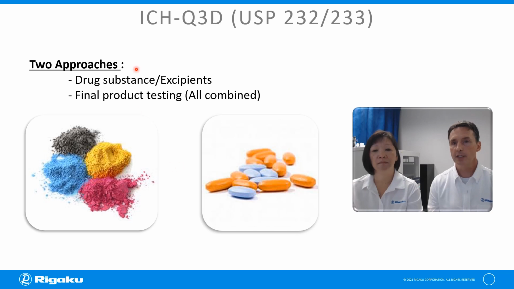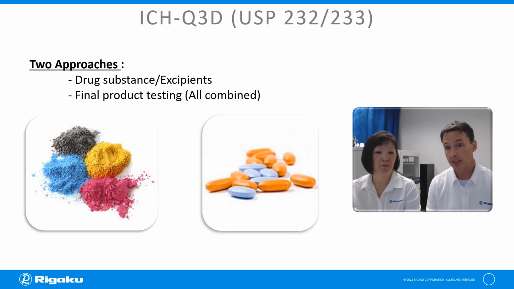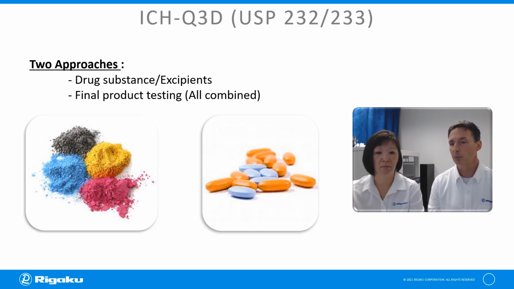Okay, so for ICH-Q3D, there's a couple different approaches that companies can take to analyze. You can look at just drug substance and excipients. You can do summation techniques. You can look at final product testing. And that's actually what we're going to be focusing on, where we're doing final product testing, but doing it not only on the final product, but literally on the final product in its final product state. As a pill.